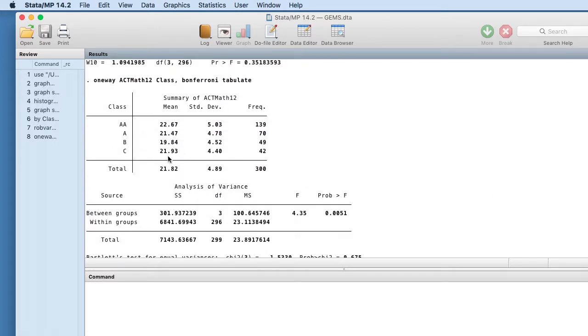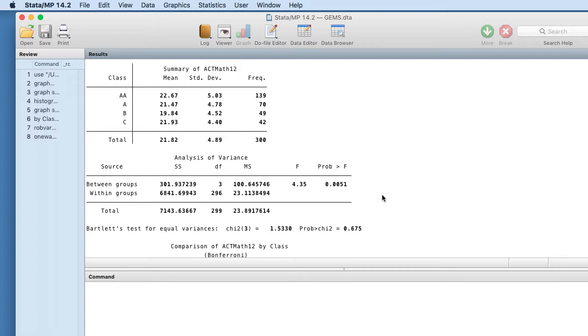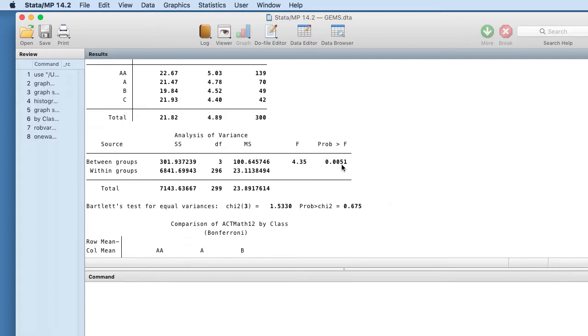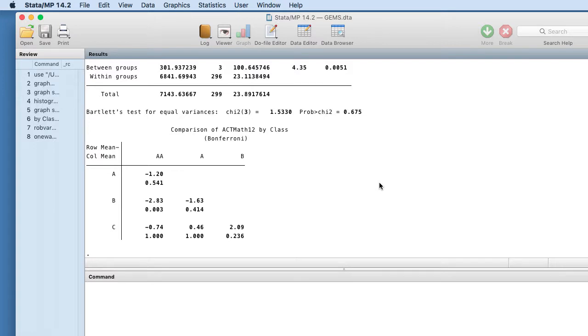So these are our means. These are the standard deviations. And of course, these are the frequencies in each group. This is our ANOVA summary table. And our ANOVA summary table is just barely not significant. And then we see that we do have confirmation that our variances are equal using the Bartlett's test rather than the Levene's test that we just did. So we can see that this is just barely significant.